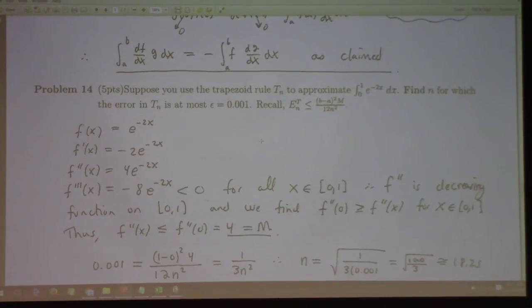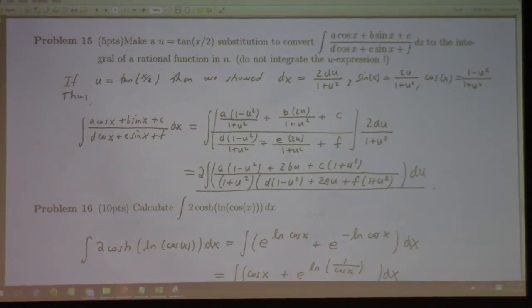Problem 14 is boring. Problem 15 is like Weierstrass substitution without the work. If you'd studied it and memorized the formula, I was giving you credit for it, right?